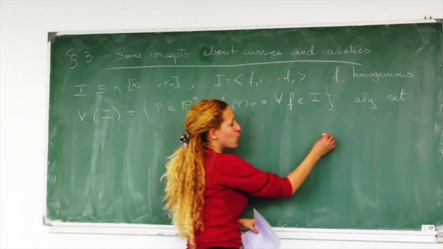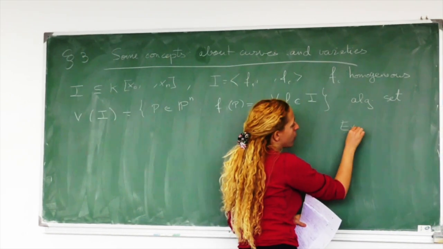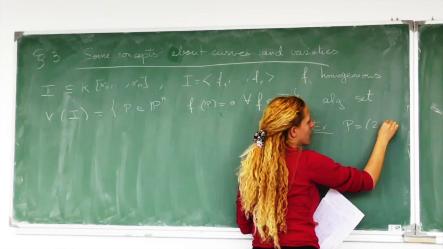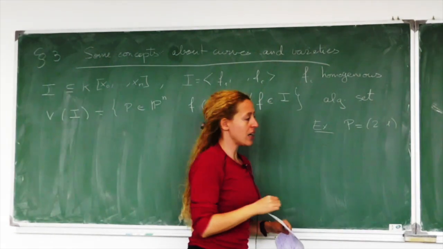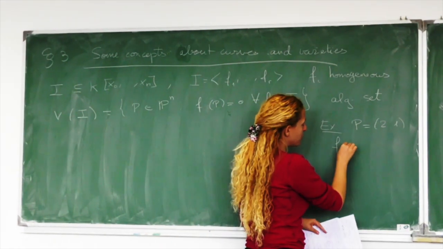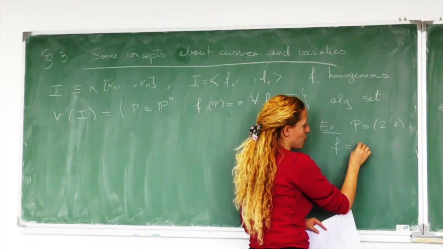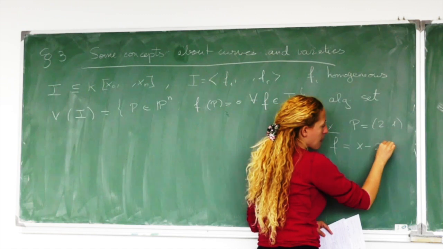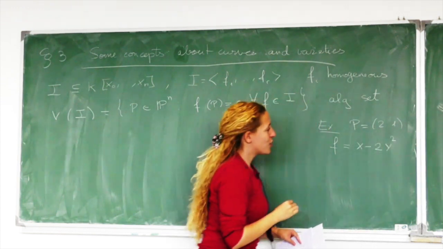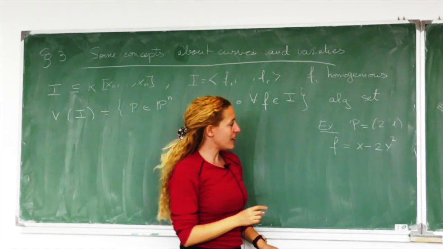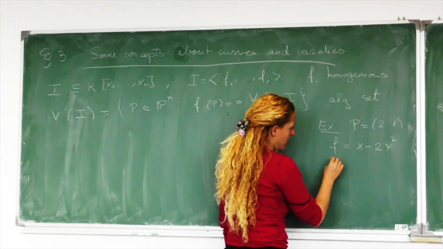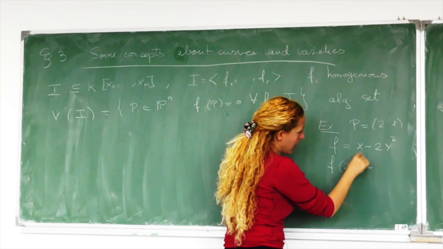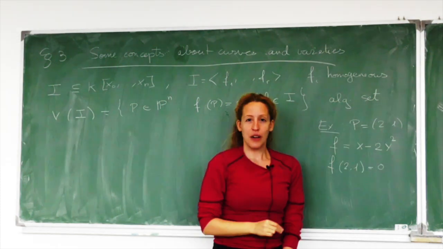So, if you want, this is the typical example. Imagine that I get this point, and I get this polynomial that is not a homogeneous polynomial. So I do this. This is not homogeneous, right? And if I evaluate f at (2, 1), then I get 0. But what is the problem?